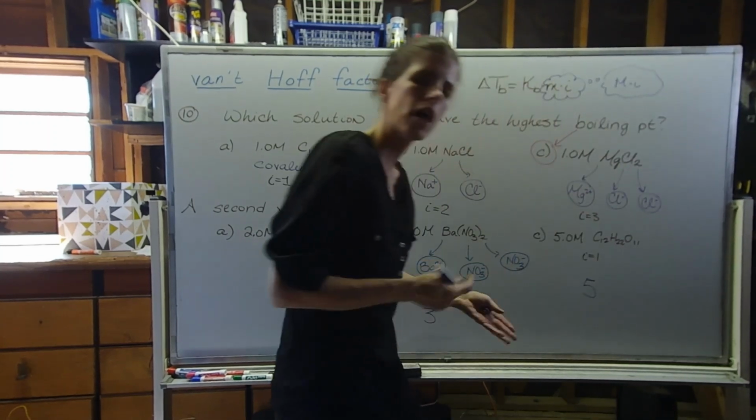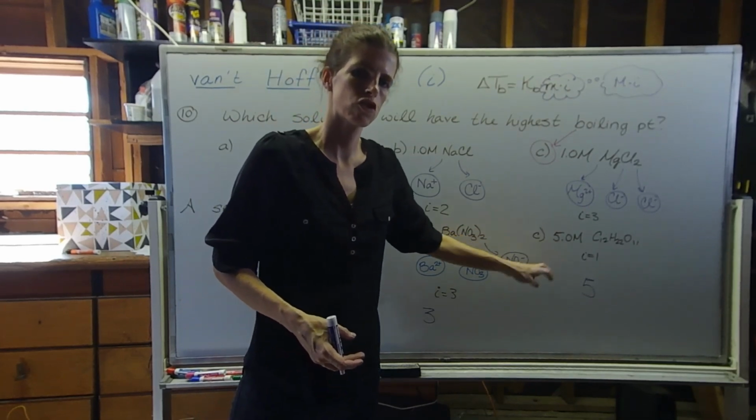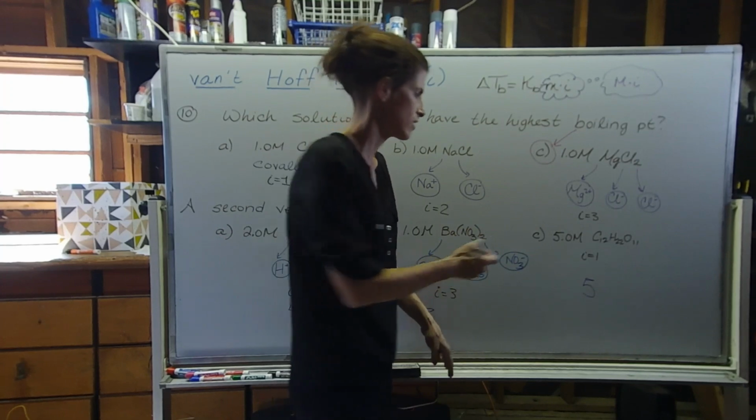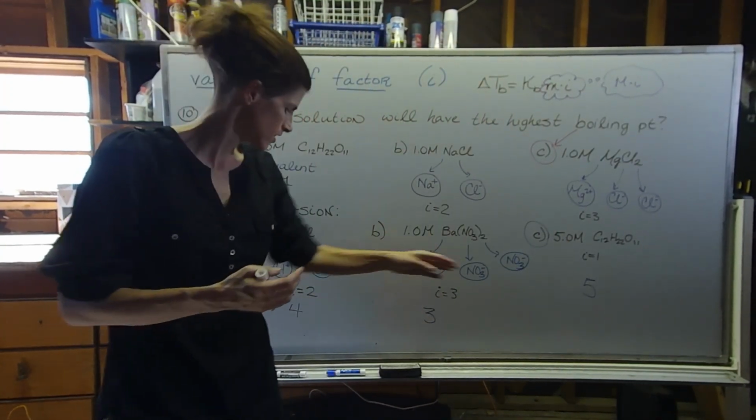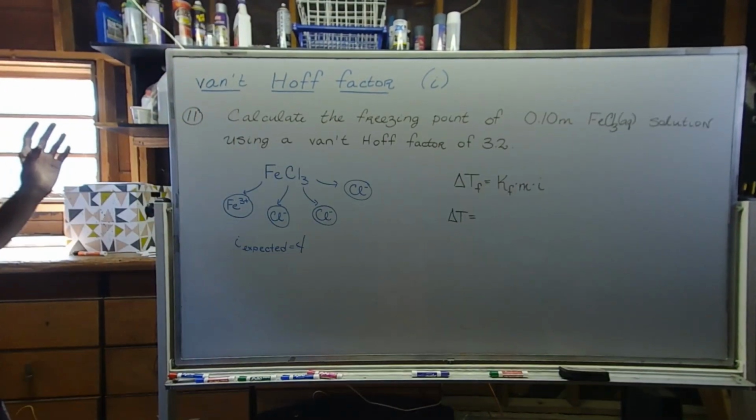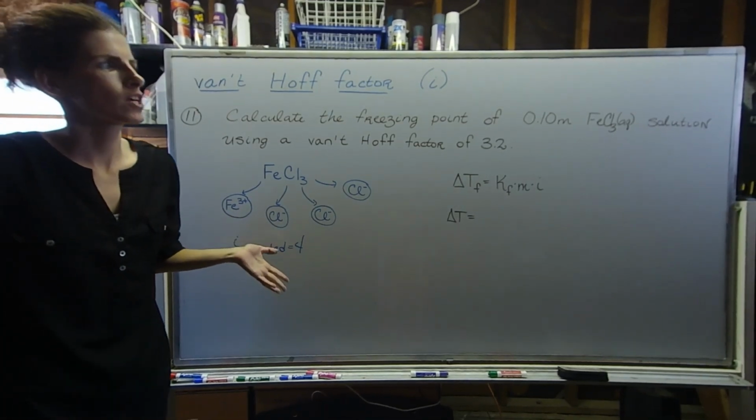So it's a little bit of an unexpected result, right? Because of the high concentration of the sugar solution, even though it's covalent, we would expect the highest boiling point with this one, because it has the highest impact between the both. So problem 11 asks us to calculate the freezing point of an iron 3 chloride solution.